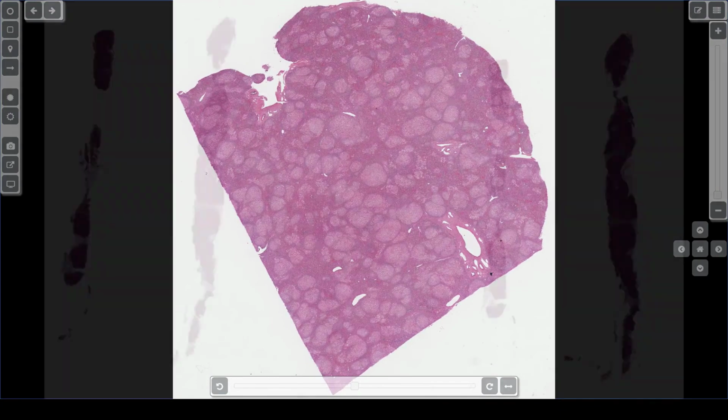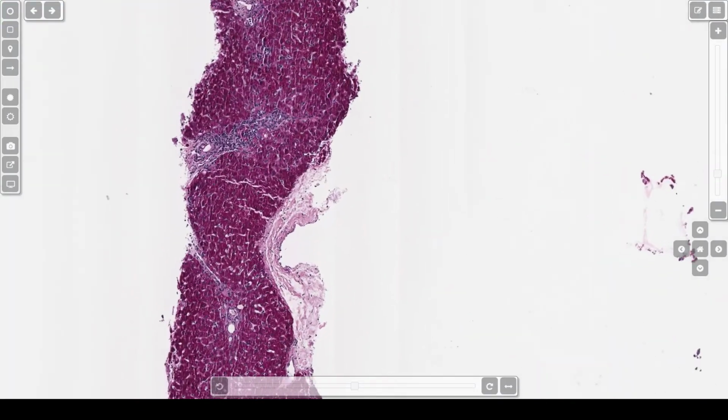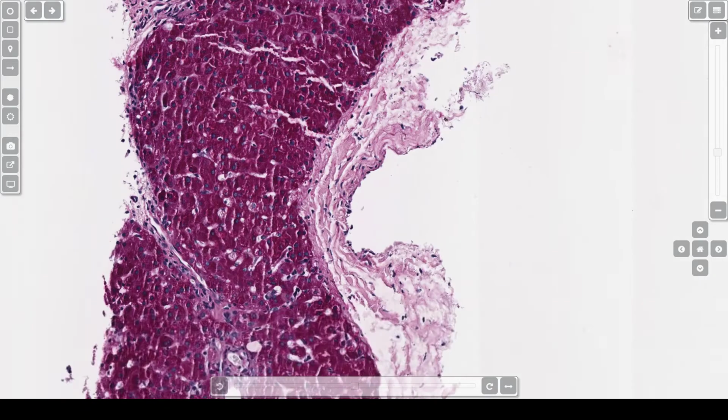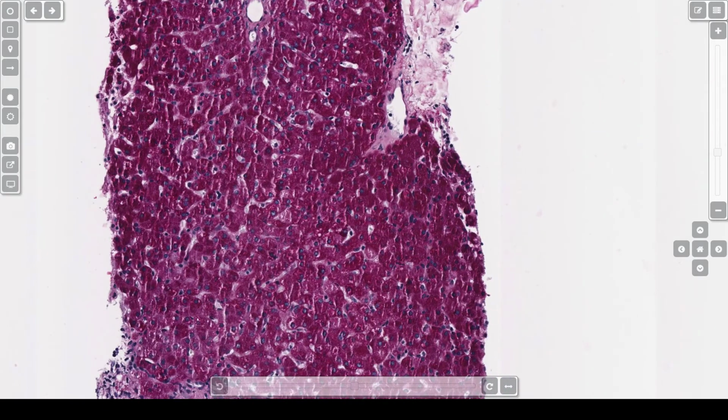Let's go on to the next case. Case 6 is alpha-1 antitrypsin deficiency. This is a PAS stain. Here you can see a portal tract. The hepatocytes are stained fairly dark with the PAS due to their glycogen content. The PAS doesn't demonstrate any significant abnormalities.